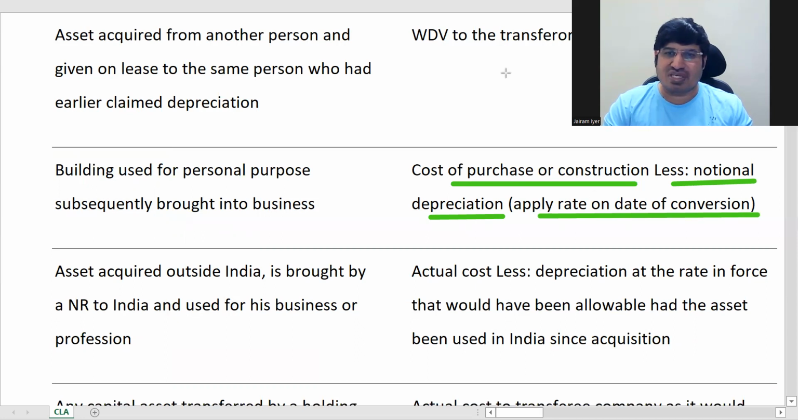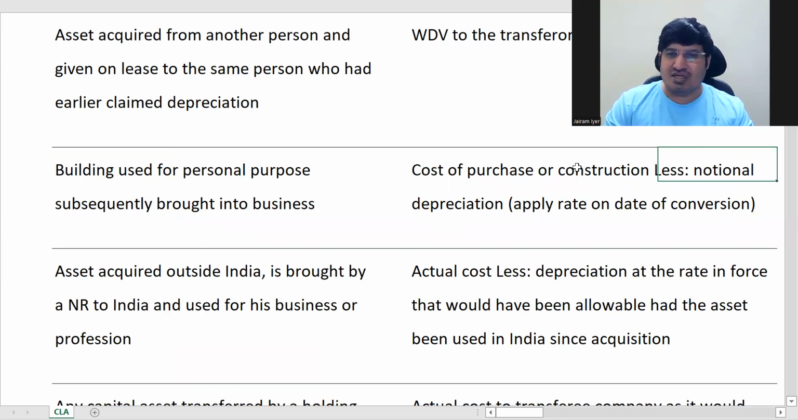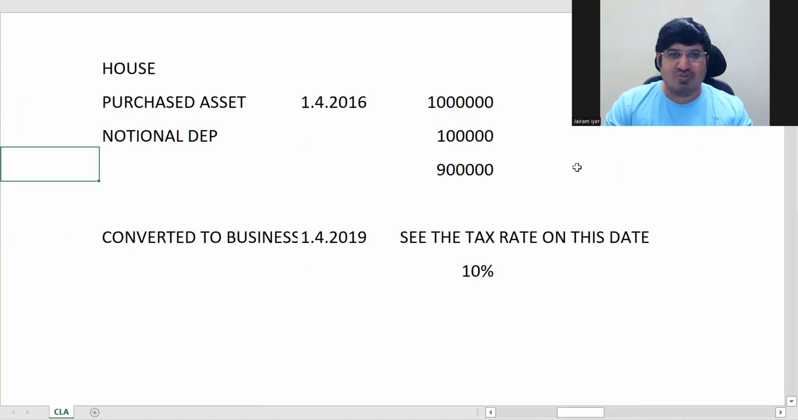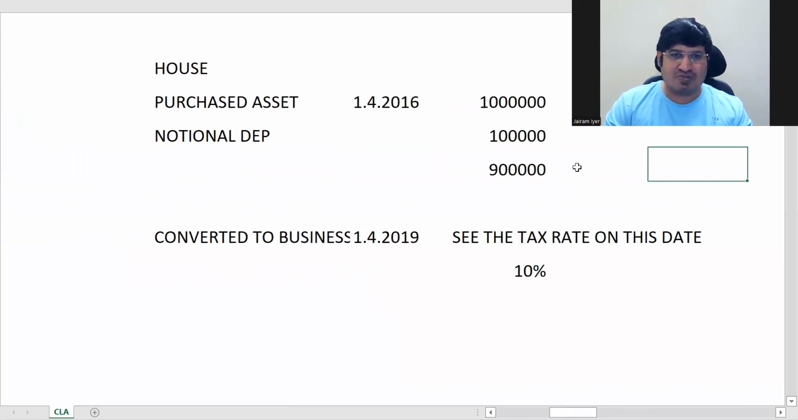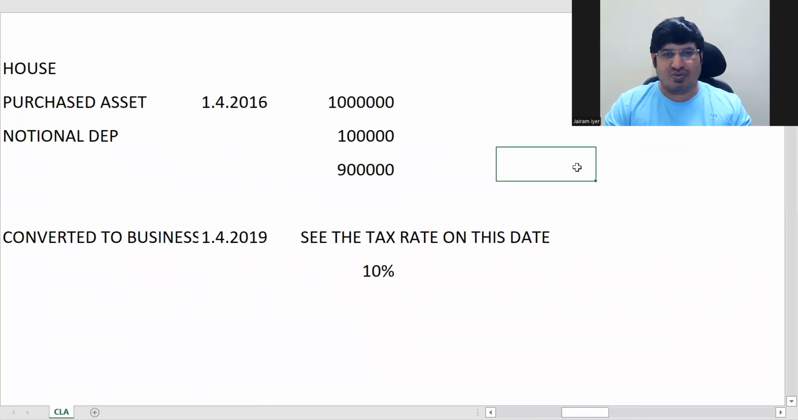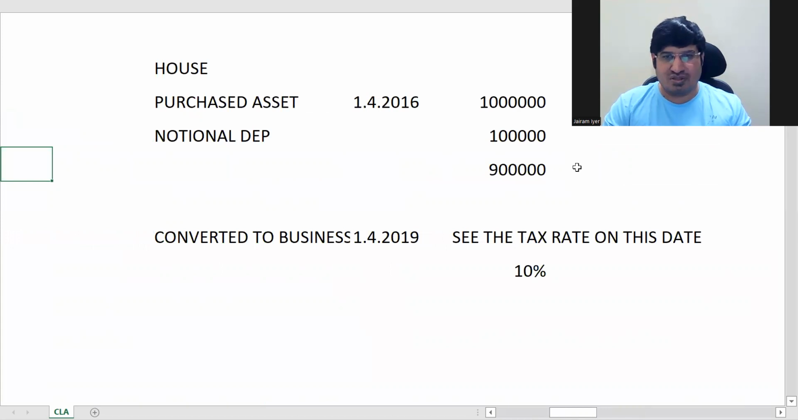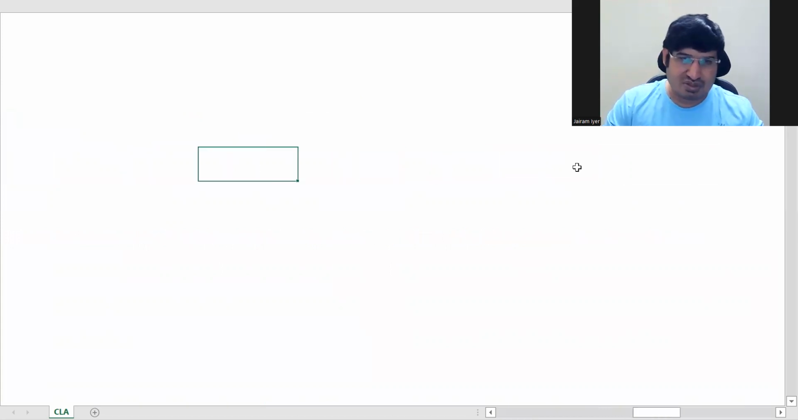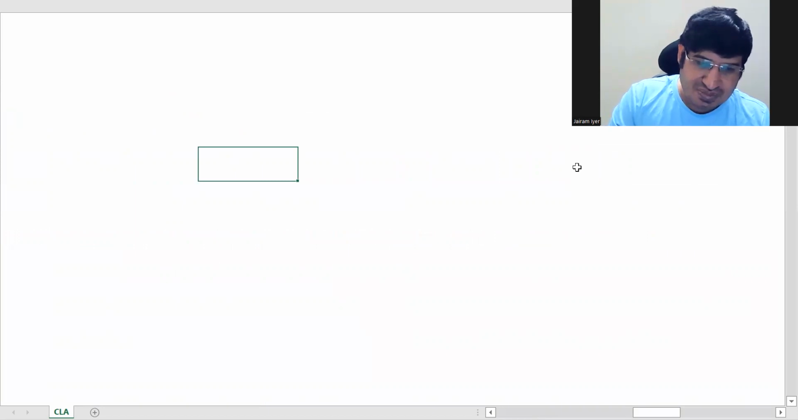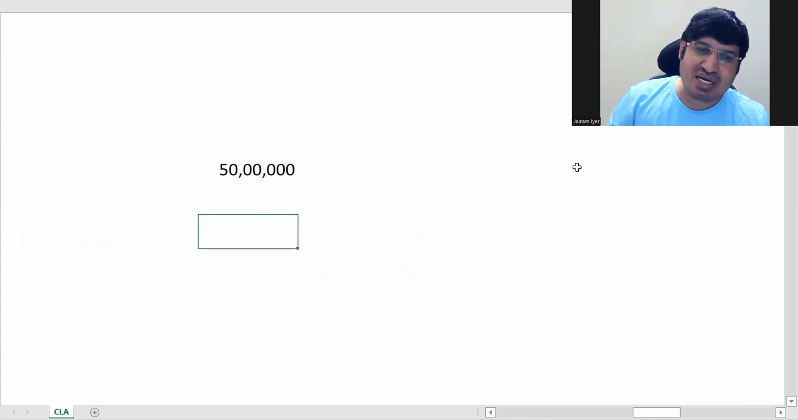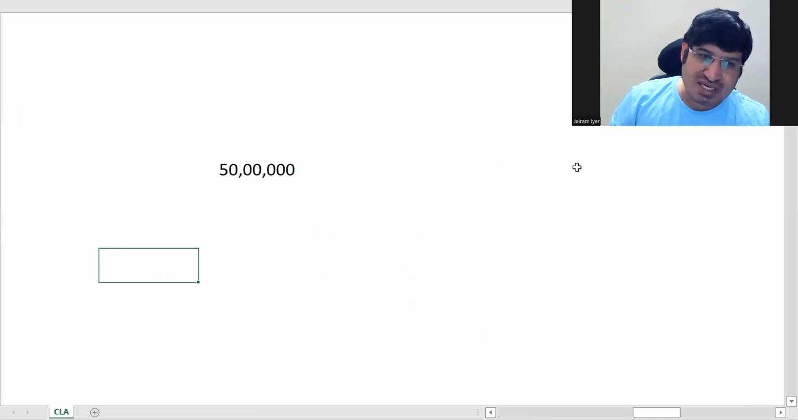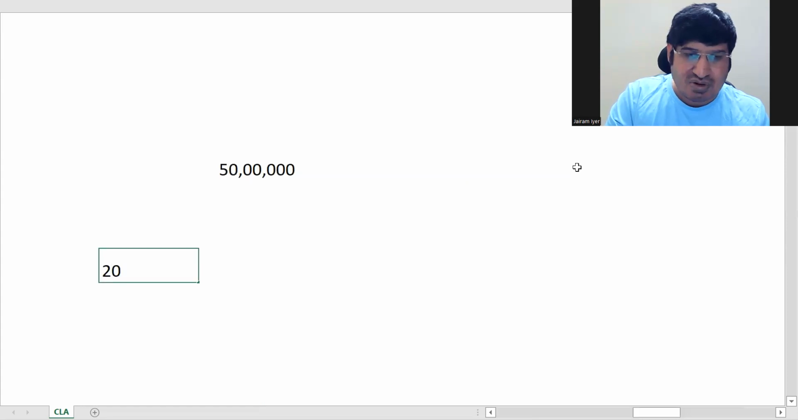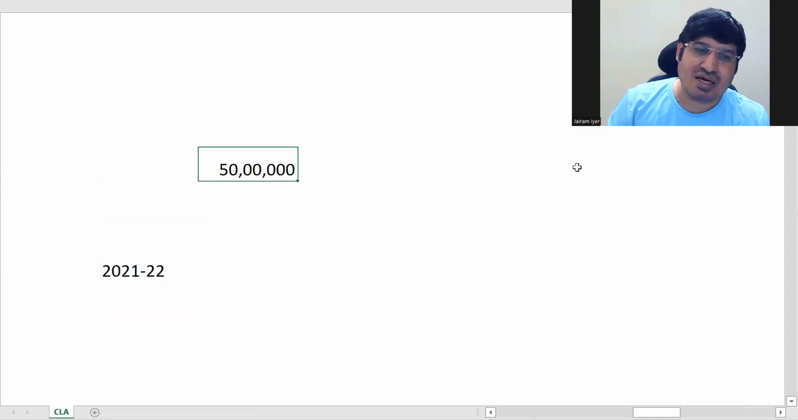So what you will do in this case, say I have a building. I had a building for 50 lakhs. After 2 years, I am making it a business asset. So let us say now is the current previous year 21-22, and here I am making it my business asset after 2 years.